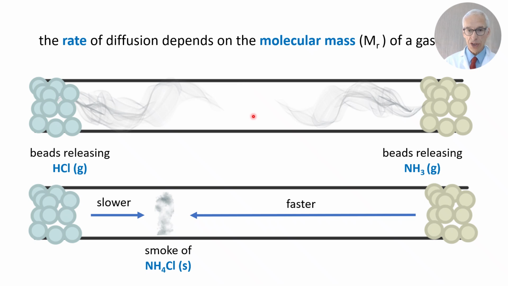So the smoke does not form in the middle of the tube, it forms closer to the hydrogen chloride and further from the ammonia. This reflects the relative molecular masses of ammonia, which is 17, and of hydrogen chloride, which is 36.5. So the lower molecular mass gas diffuses faster. The heavier molecular mass gas diffuses more slowly.